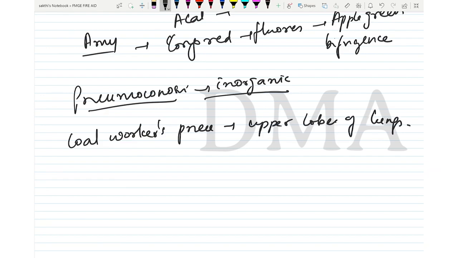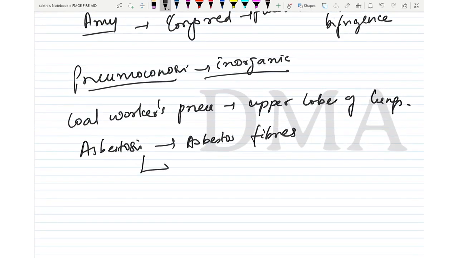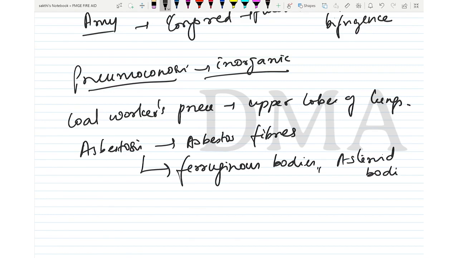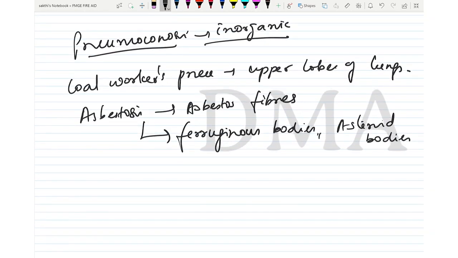And asbestosis patients, if they are smokers, are more prone to the development of bronchogenic carcinoma. Asbestosis as such can cause mesotheliomas, and it's also associated with the development of CA colon. The next one is silicosis, which affects the upper lobes of the lung because of inhalation of silica dioxide. Here, eggshell calcification can be noted in the upper lobes of the lung.